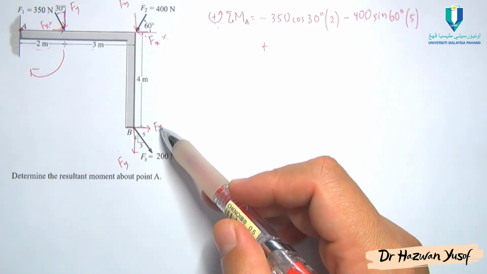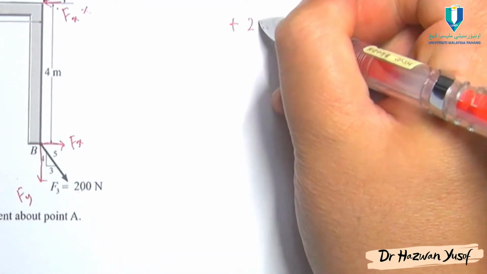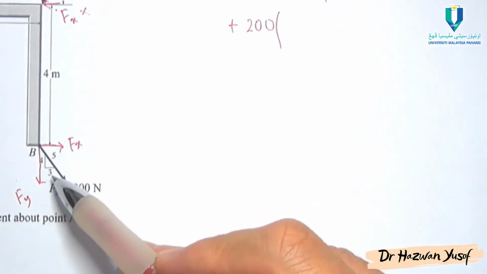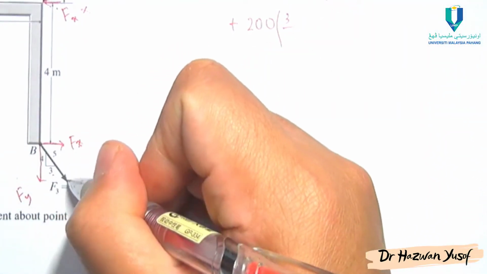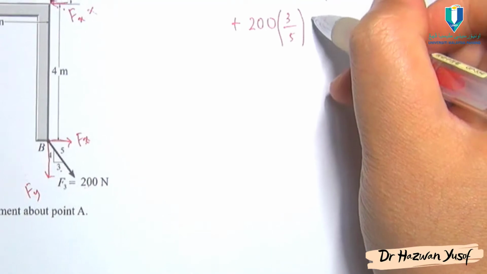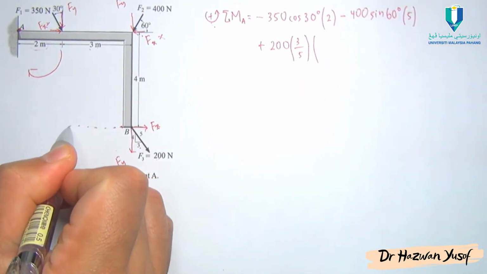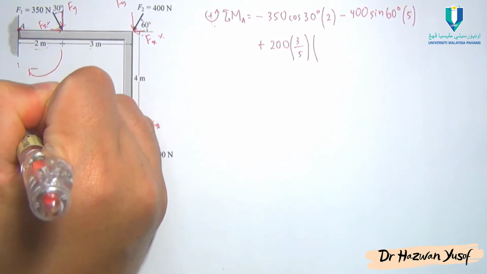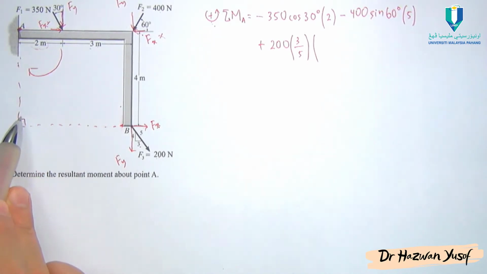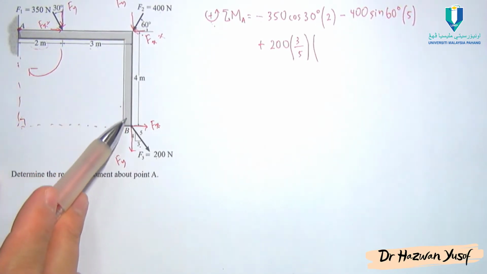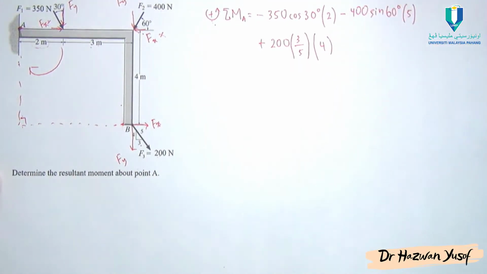So counterclockwise rotation, same as our assumption, therefore it will be positive. How to calculate Fx? Fx here is 200, and in the same direction as Fx it is 3 over this one here is 5. And then what about the distance? Again, the distance must be 90 degrees with the rotation point, from here to here. Therefore, the distance will be 4 meter.